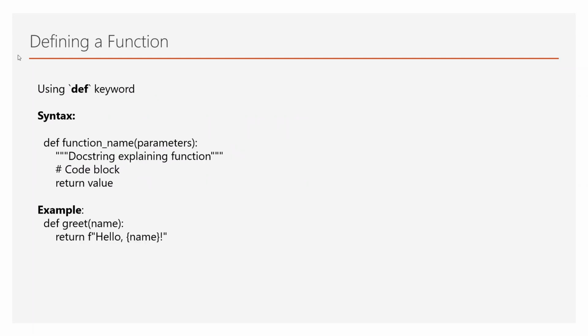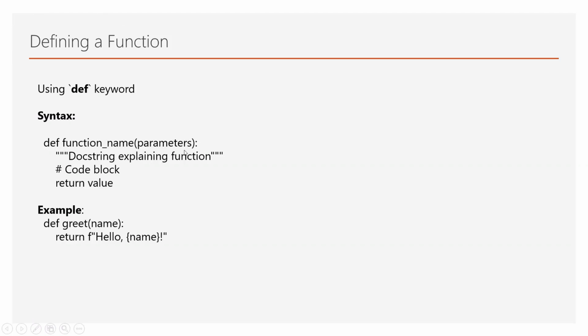Next, defining a function. To create a function, we use the def keyword followed by the function name and parentheses. Inside the function, we write the logic, and if needed, we can return a value using the return keyword. Here you can see the example. It defines a simple function that returns a greeting message. We are using the def keyword. Def means definition. So how do you write the syntax? Def and then the function name.